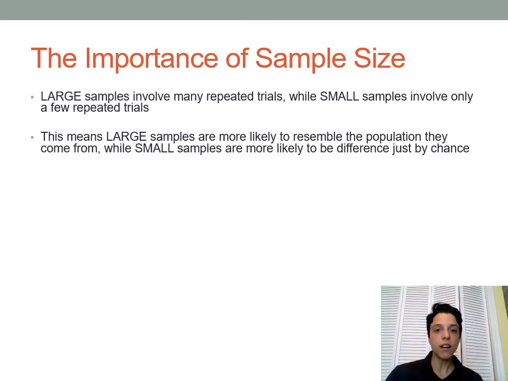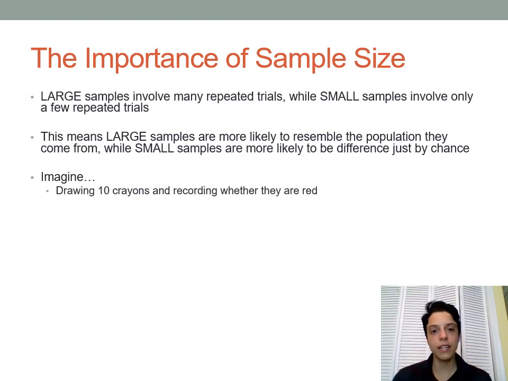This means that large samples are more likely to look like the population they came from, that is, to look like the probability distribution that they came from, whereas small samples are more likely to differ from their population and from their probability distribution just by chance.